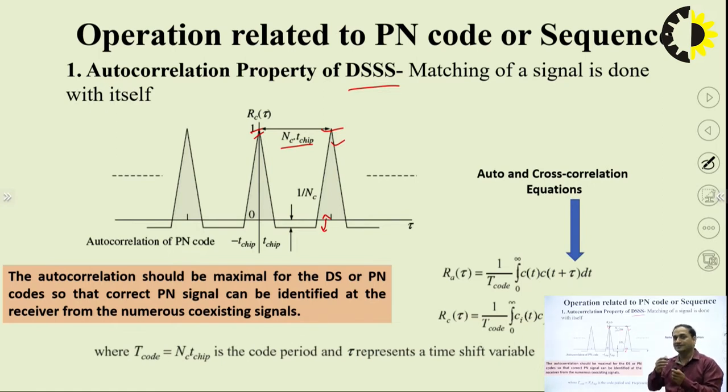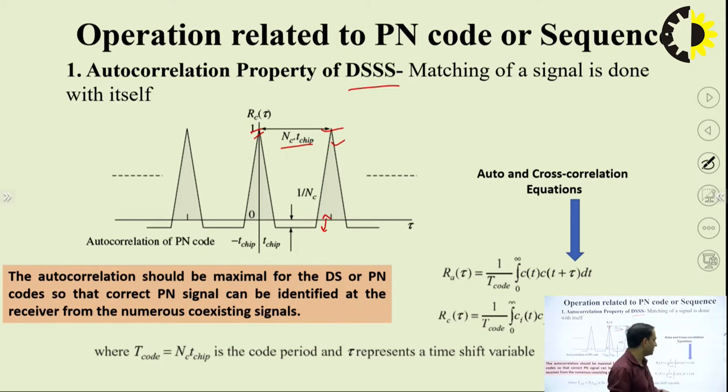Okay, we can detect it at the receiver side properly. If the cross correlation value is more, it is very difficult to detect the particular original signal from the other combined signal, right? That is why the autocorrelation must be maximal.